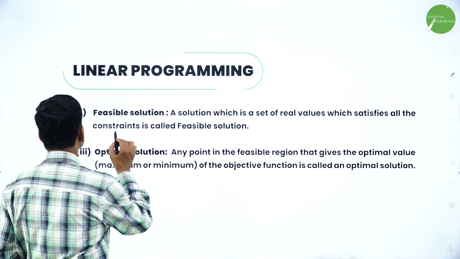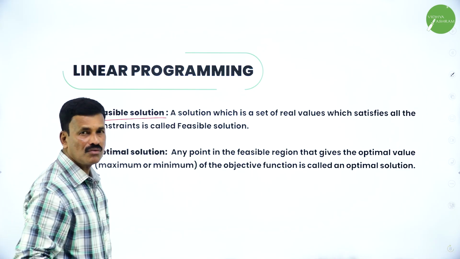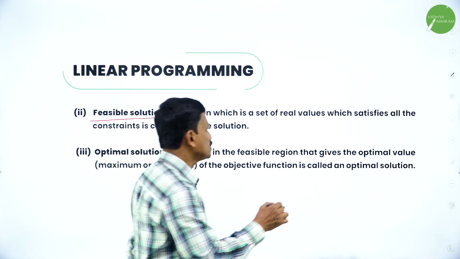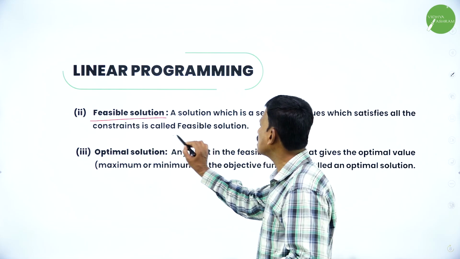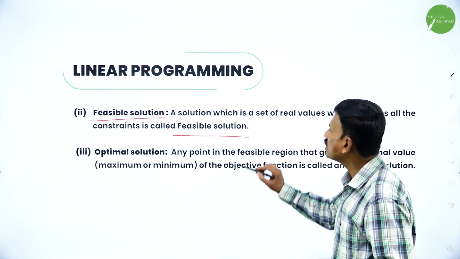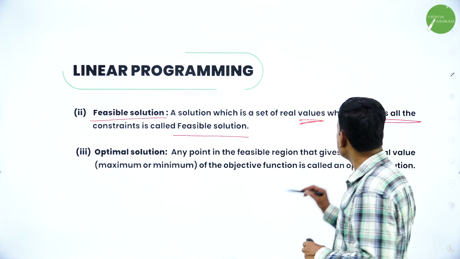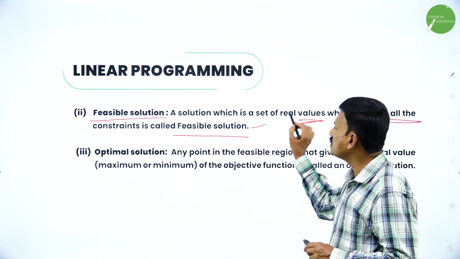Now, the second definition is feasible solution. What is a feasible solution? A solution which is a set of real values which satisfies all the constraints is called a feasible solution.